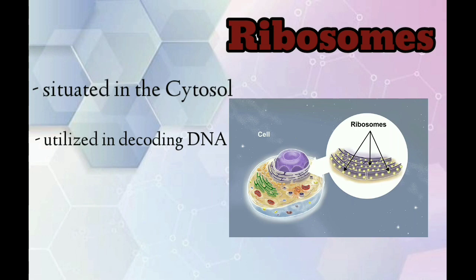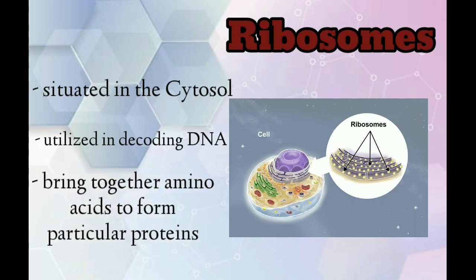In an animal or human cell, there could be up to 10 million ribosomes, and numerous ribosomes can be connected to the equivalent mRNA strand, and this structure is known as a polysome. When it comes to the main functions of ribosomes, they assume the role of bringing together amino acids to form particular proteins, which are important for completing the cell's activities. Taking into consideration their main function in developing proteins, it's clear that a cell can't function in the absence of ribosomes.